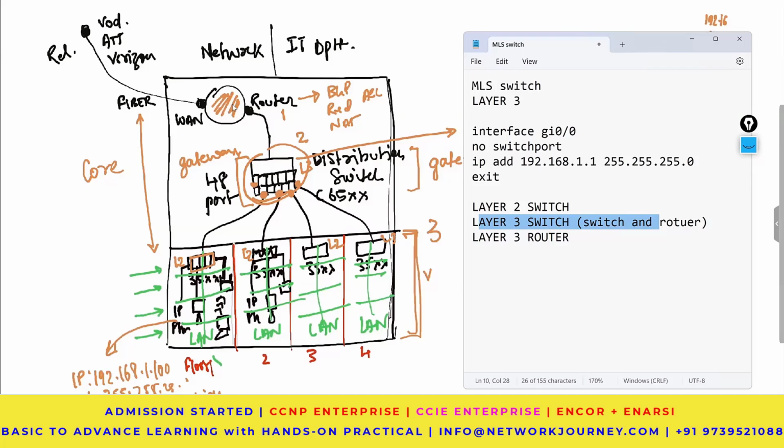Because how do we create the stack and how do we create the EtherChannel? We have created the EtherChannel on both the 9300 stackable switches, and the same EtherChannel has been laid down to the distribution layer switch, and then from the distribution we again create the EtherChannel to the access layer switch.